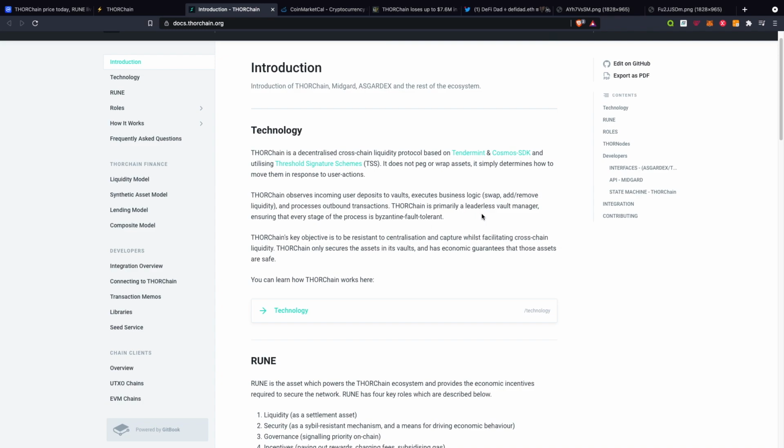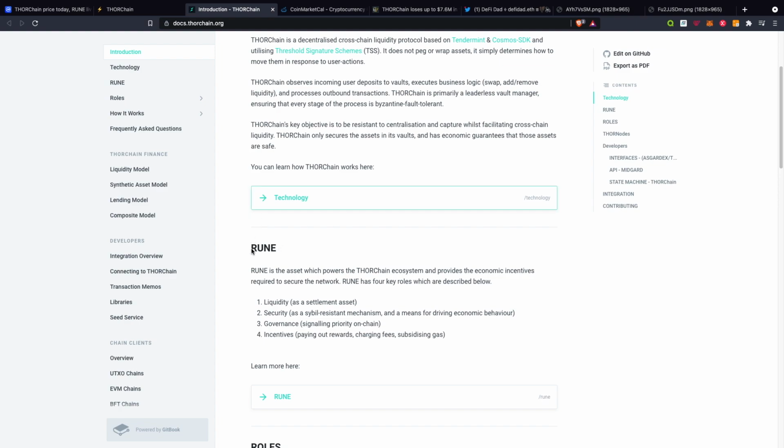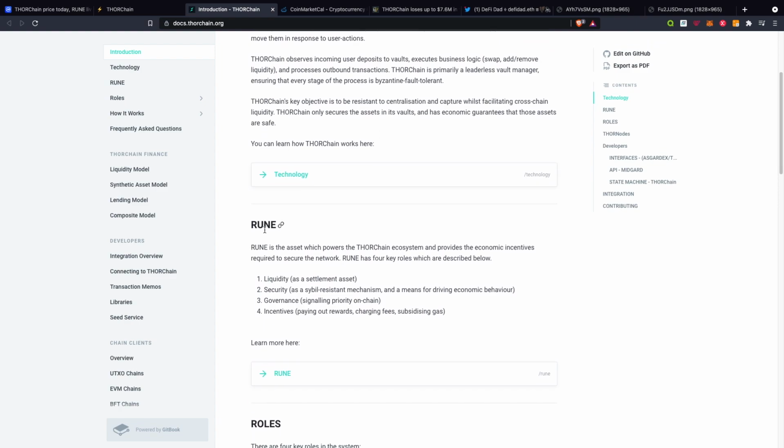THORChain is primarily a leaderless vault manager, ensuring that every stage of the process is Byzantine fault tolerant. THORChain's key objective is to be resistant to centralization and capture whilst facilitating cross-chain liquidity. THORChain only secures the assets in its vaults and has an economic guarantee that those assets are safe. Go ahead and check out more about what it is. Hopefully that gives you more insight.